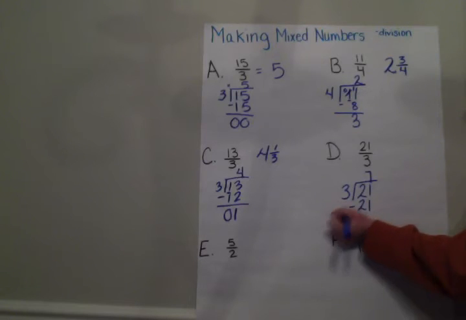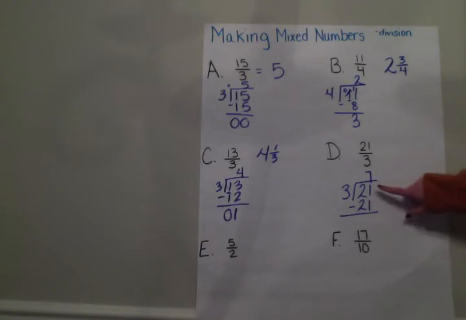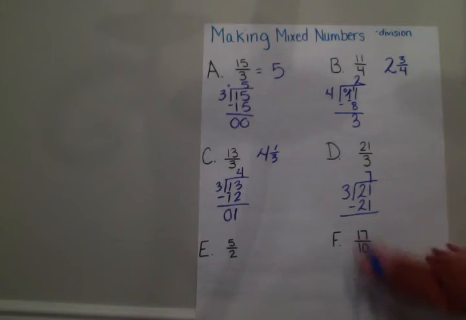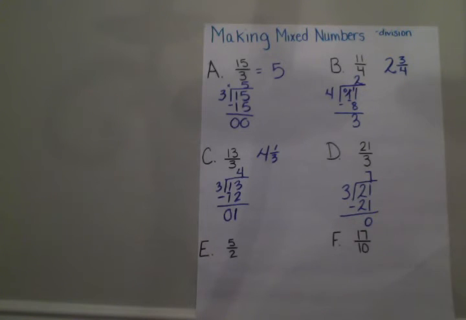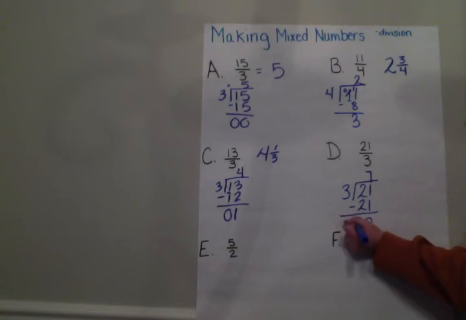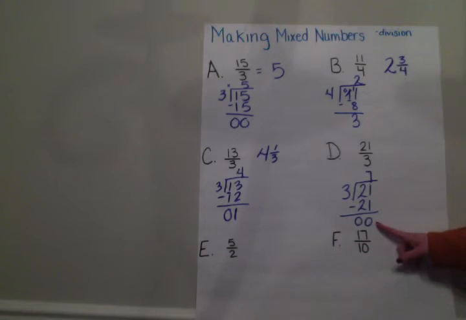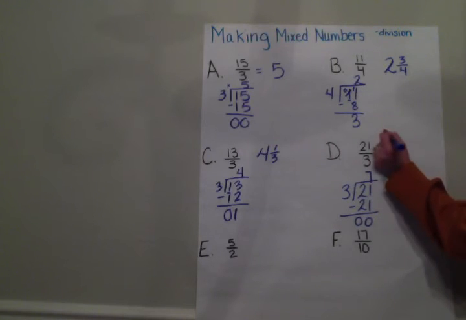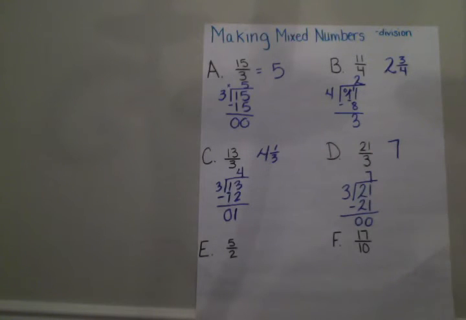Then I'm going to subtract. 1 minus 1 gives me 0. 2 minus 2 is going to give me 0. So I have no pieces left over. So I know that I have 7 wholes, and that's it. We don't need to do anything with these zeros. There's nothing left.